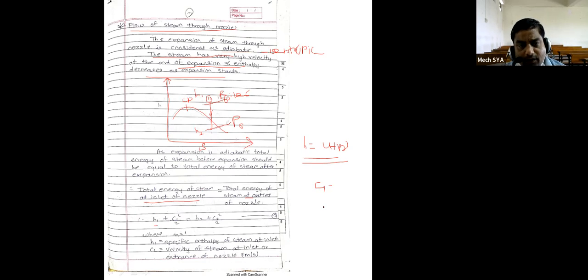As we are considering specific mass, H1 means specific enthalpy, and mass is equal to 1. So kinetic energy will be equal to C1 square divided by 2. Similarly, H2 is the specific enthalpy of the steam at exit, plus C2 square divided by 2, the kinetic energy at exit. H will include everything, U plus PV. Where H1 is the specific enthalpy of steam at inlet, and C1 is the velocity of steam at the inlet or entrance of the nozzle in meter per second.